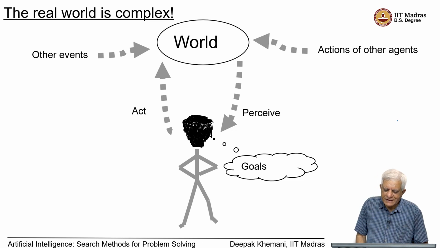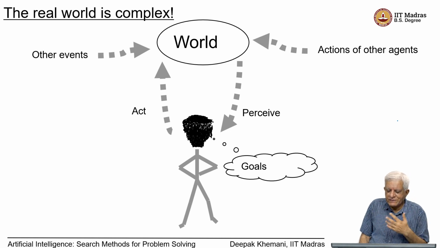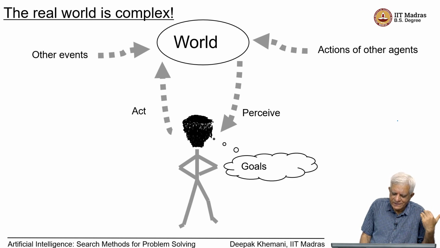But the real world is in that sense quite complex. It is not that we can perceive the entire world completely. Our knowledge about the world is always incomplete. While I am sitting and recording in this room, I cannot say whether it is raining outside or not raining outside. I can't see that.